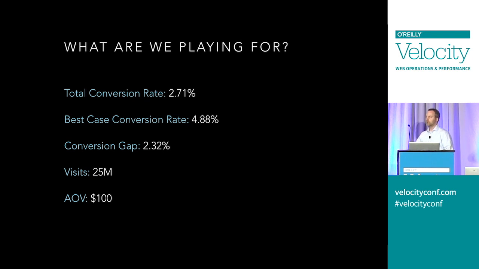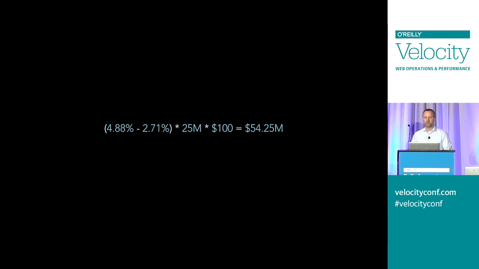Now, there's a 2.17% conversion gap and 25 million visits and an average value on an order of $100. So you take the difference, the 4.88 minus 2.71, multiply it by the 25 million visits, multiply that by the average order value, and you get back $54.25 million that were potential, that could have been captured by this particular website, except it wasn't because of performance. Because the only thing that changed in the chart that we were looking at was the performance of the website.